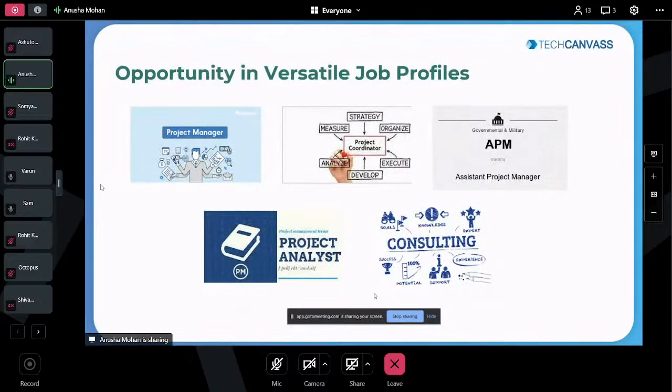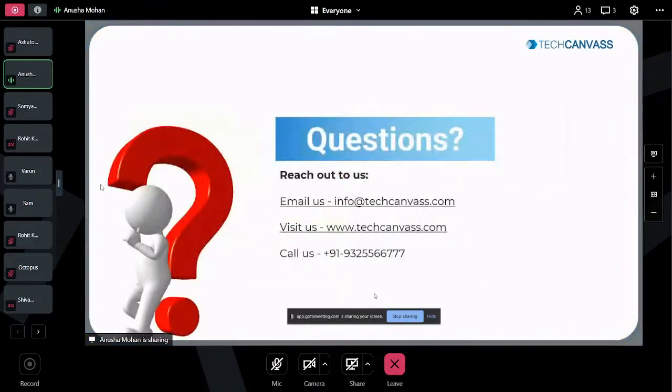Now, I hope you have understood what exactly is CAPM, what are the opportunities it brings along with the certification, what are the prerequisites for the certification, and what are the topics that are covered in the certification. So moving on, do you have any questions around this whole topic of the fundamentals of CAPM?